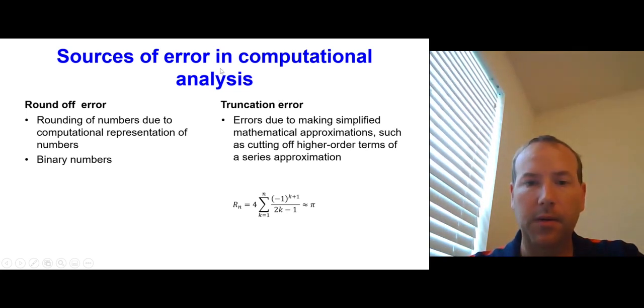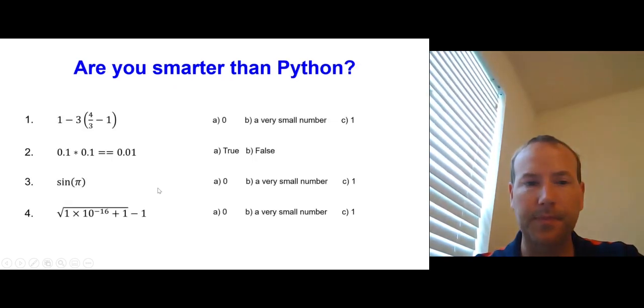The other type of error we'll talk about is truncation error. That's different. That's the errors that are made due to simplifying some of the mathematical approximations that we'll make, such as if you do series analysis, remember that from calculus, if you're cutting off higher order terms, that's an intentional error in order to simplify the problem. And so we'll be talking about that in a later lecture. But today we're going to be focusing on binary numbers.